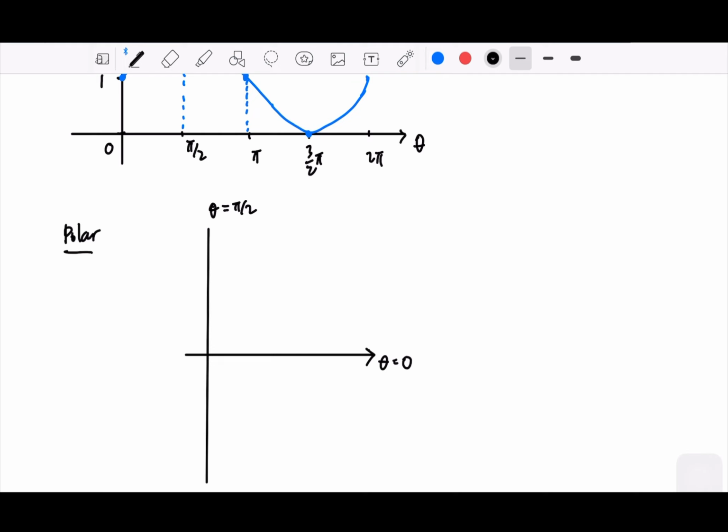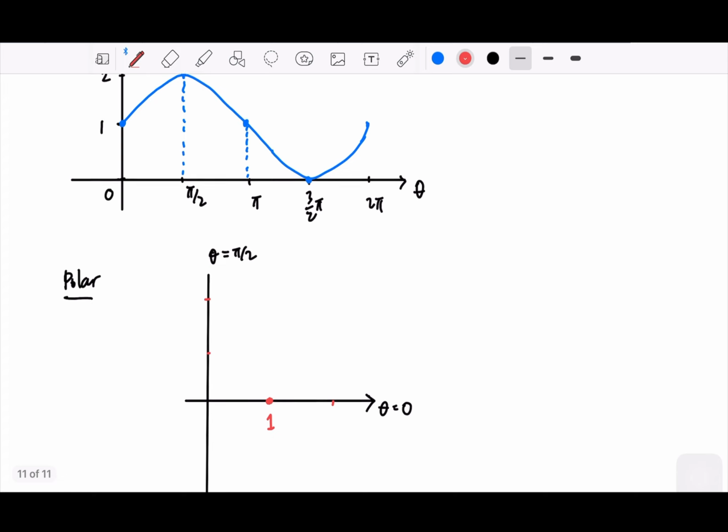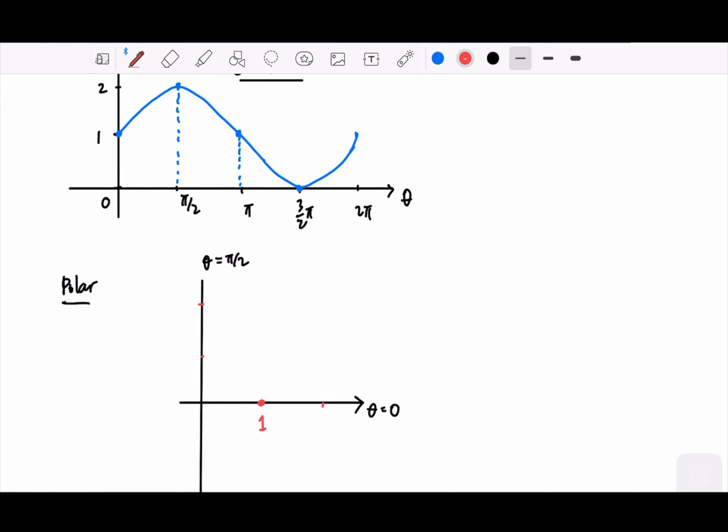When theta is 0, r is 1. Let's say this is 1 and this is 2, this is 1, this is 2. Let's say this is 1 here. So maybe we start from here. And then it should be increasing, right? It should be increasing.